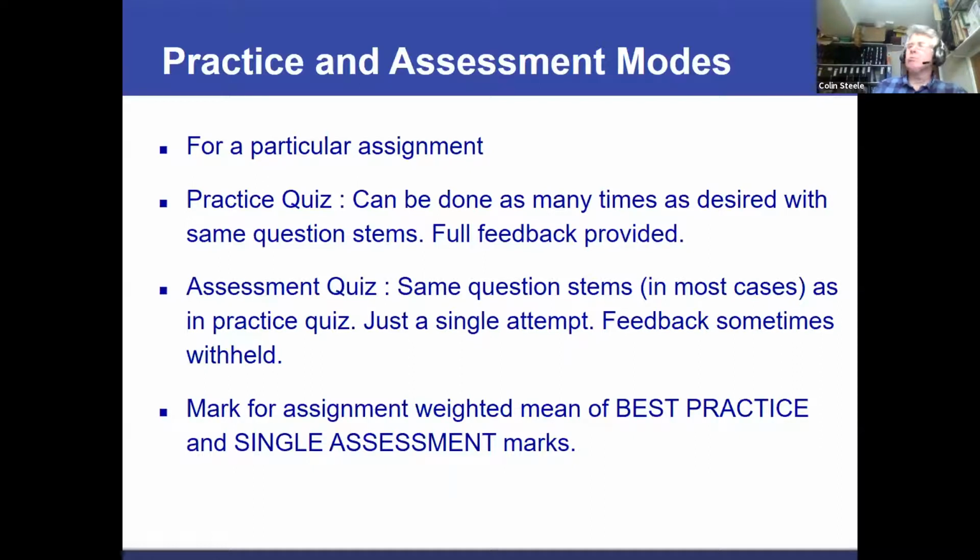Practice quiz, do as many times as a particular student wants. So not only are we assessing them, but of course, they're able to learn. We're providing feedback there, and they get immediate feedback. They can use this feedback in their next practice quiz, or when they feel ready, they can go to the assessment one.